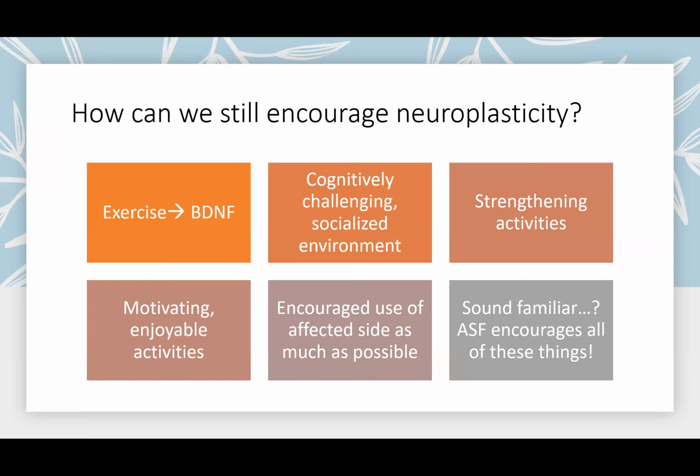And so, like I just said, exercise is one way that we can encourage release of that chemical. Being in a cognitively challenging and a socialized environment, performing any type of strengthening activities that kind of goes along with exercise. Performing activities that are motivating and enjoyable. Motivation really has a lot bigger of impact on our brain's engagement than we sometimes realize. Encouraging use of your affected side as much as possible, those are all ways you can encourage neuroplasticity.